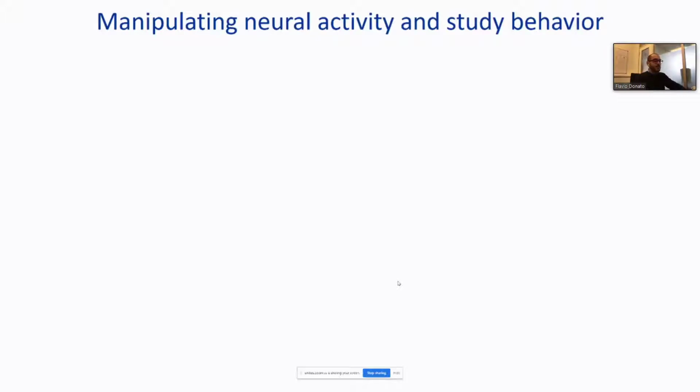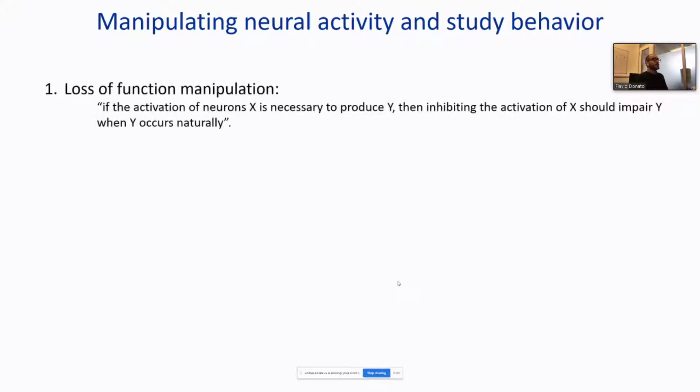You can use manipulations that produce a loss of function by asking yourself the question or the hypothesis in such a way. You hypothesize that the activity of neuron X is necessary to produce Y, so if you inhibit the activity of X when Y happens, you should be able to impair the occurrence of Y.